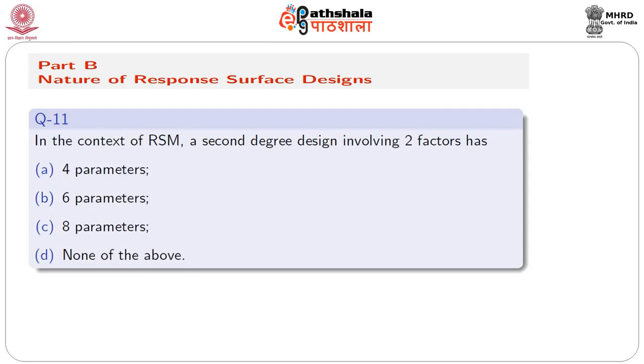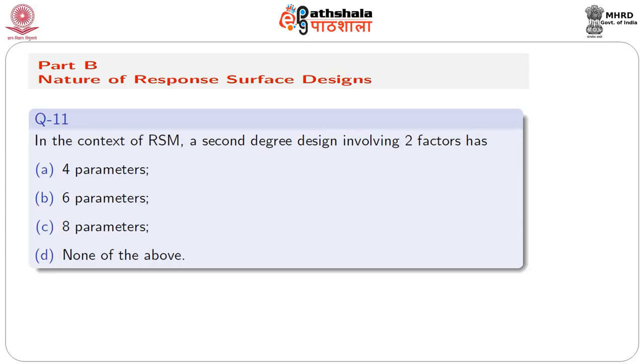In the context of RSM, a second degree design involving two factors has 4 parameters, 6 parameters, 8 parameters, or none of the above. So let's see what is a second degree design. Involving two factors, the factors are x1 and x2. The model is y equal to alpha plus beta 1 x1 plus beta 2 x2. That takes care of the linear. Now we have to go beyond that to the second order, the second degree. So alpha plus beta 1 x1 plus beta 2 x2 plus beta 1 1 x1 square, beta 2 2 x2 square, beta 1 2 x1 x2. Yes. That is the end of it.